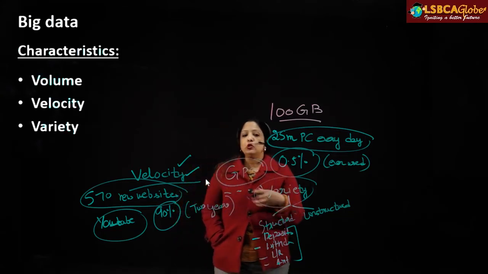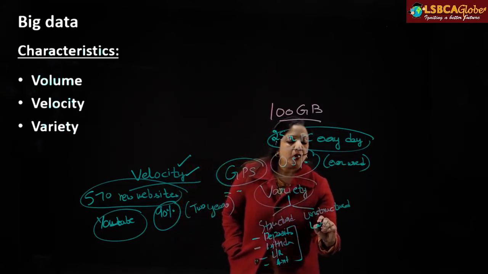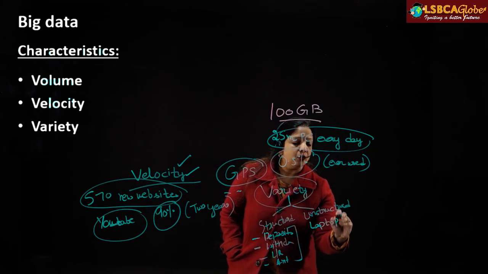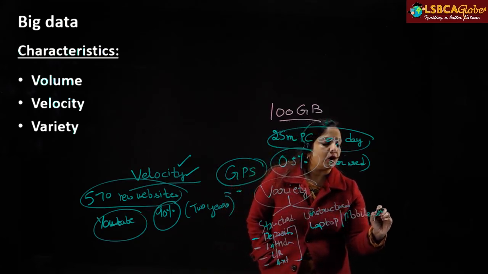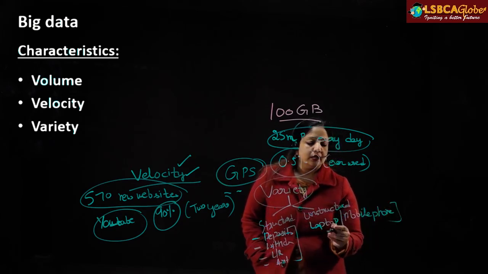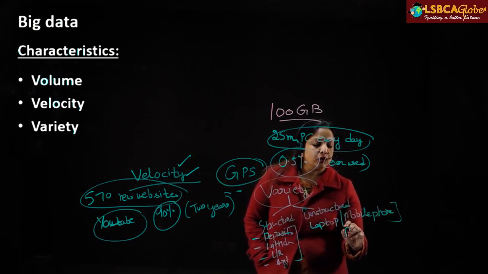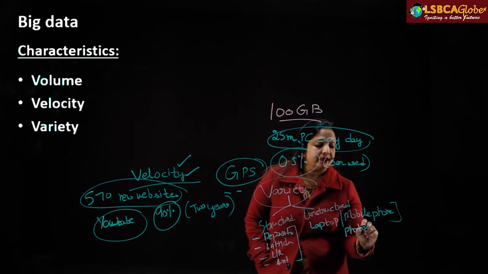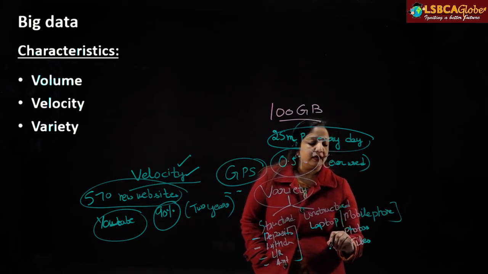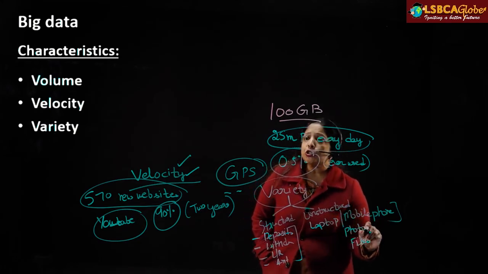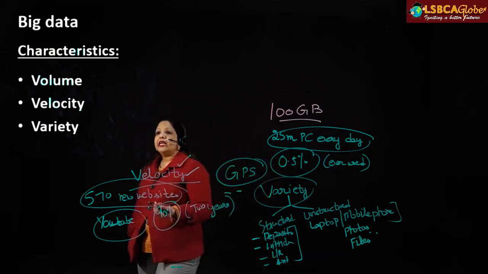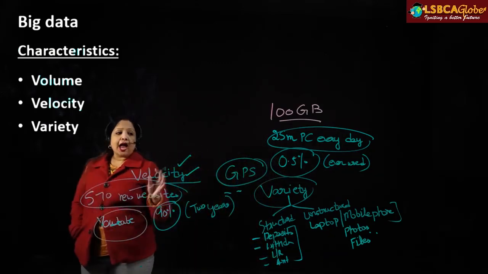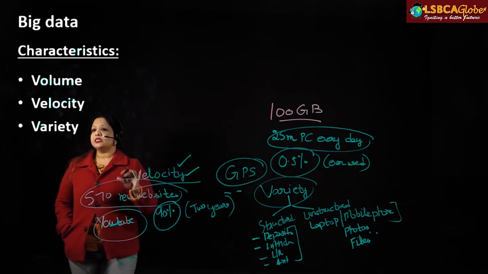But when I look at my laptop or my mobile phone, I can find a lot of unstructured data. There can be a lot of photos and files which are not in a structured manner. That is the variety.